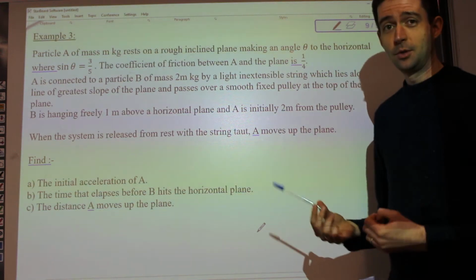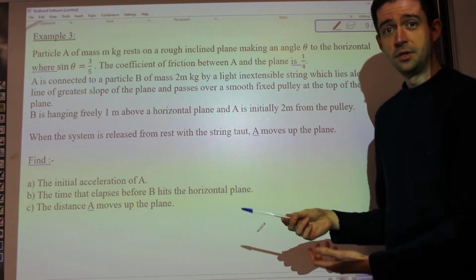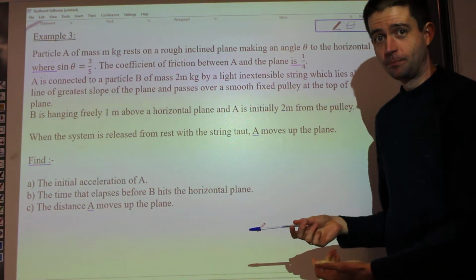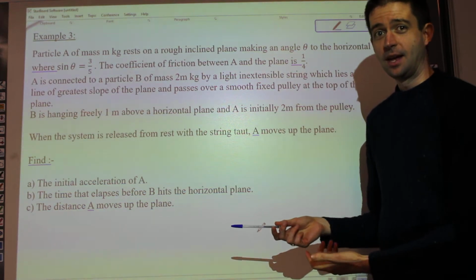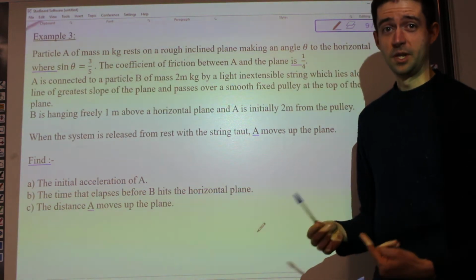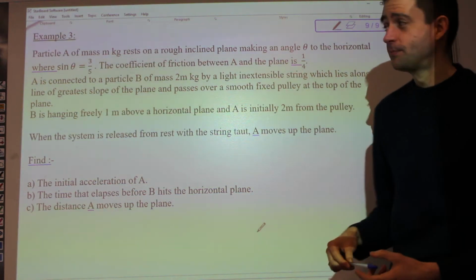We're going to look now at example 3 of connected particles on an inclined plane. If you're wondering what happened to example 2, you are able to access this on the Ringwood School Learning Zone. I didn't go through it because there's a full worked example up there and it's basically the same as example 1 with the numbers changed. So I thought let's crack straight on to look at example 3.